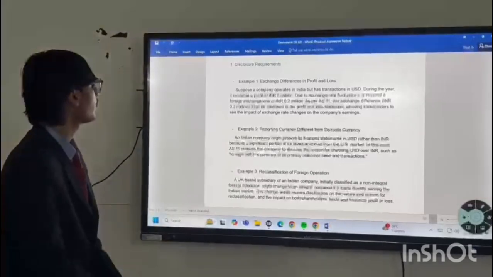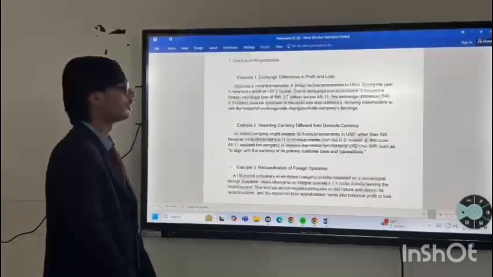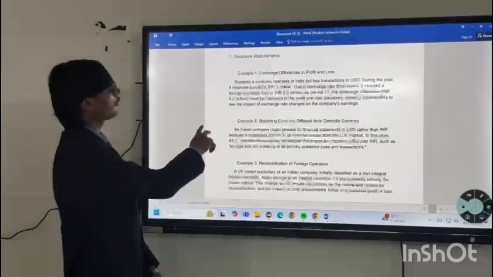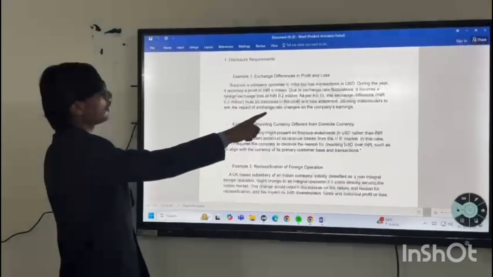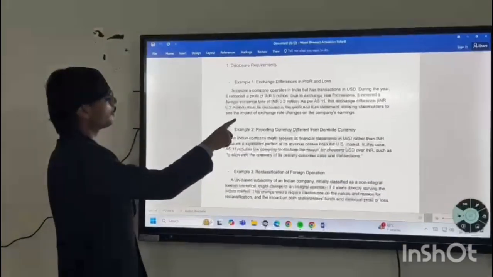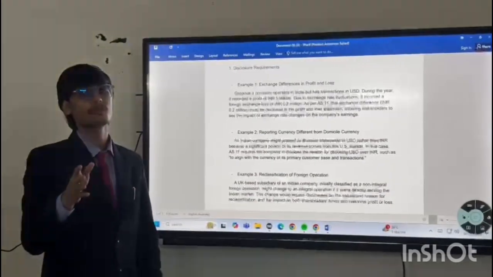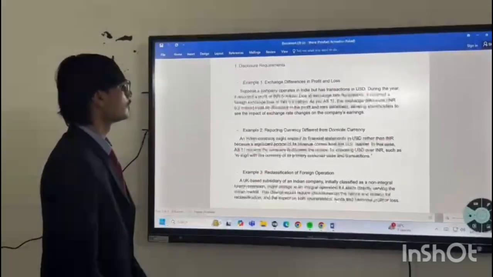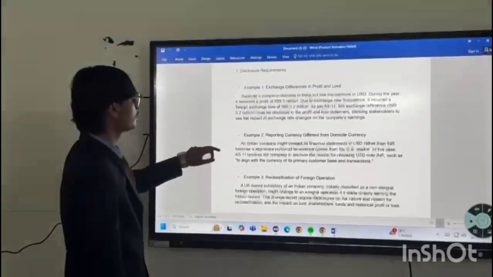Let's explain it with an example. Suppose a company operates in India but has a transaction in USD. During the year, it records a profit of INR 5 million. Due to the exchange rate fluctuation, it incurs a foreign exchange loss of 0.2 million. As per AS11, the difference should be shown in the profit and loss statement of the company, allowing the stakeholders to know the impact of the exchange rate on the company's earnings.